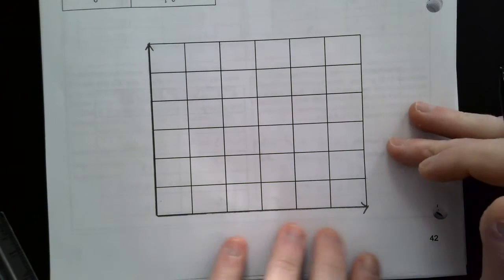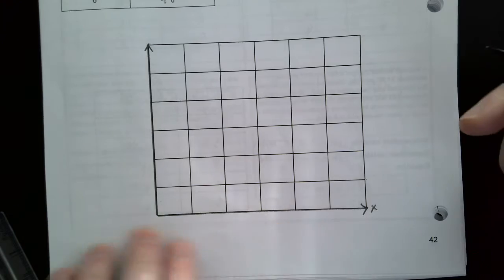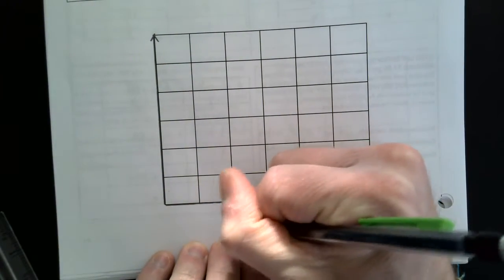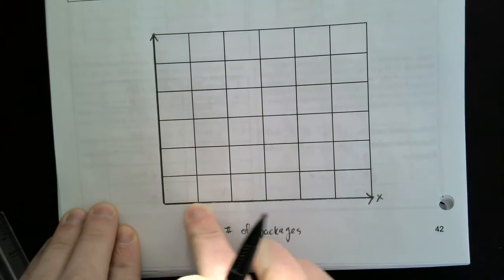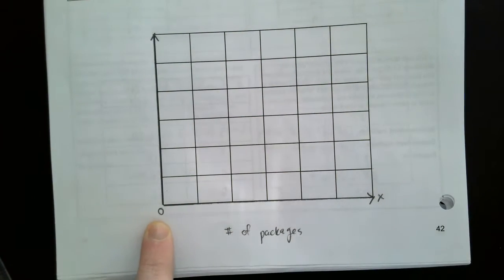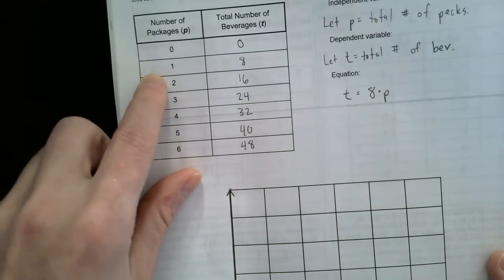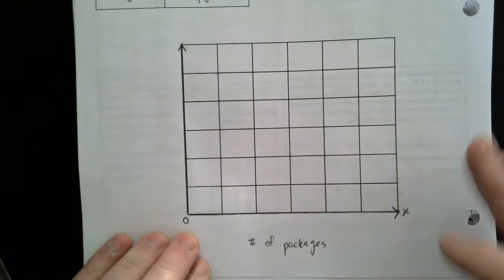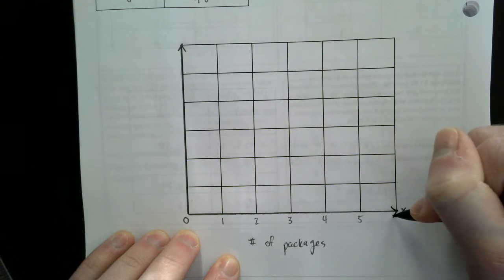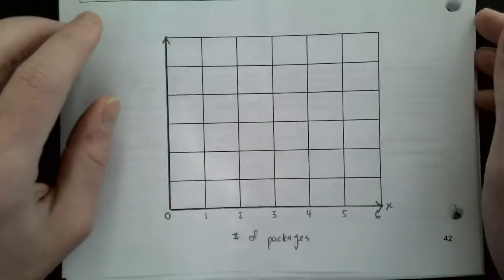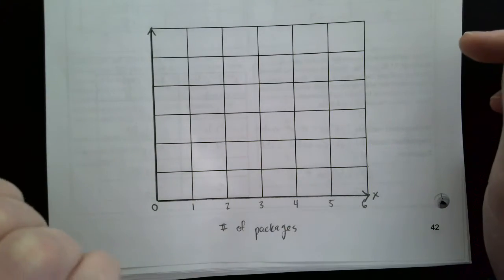All right. This is called the x-axis. That's for the input. The input always goes on the bottom. The input for this particular graph is going to be number of packages. So we're going to label this number of packages. Now, what numbers would go along here? We're always going to start with 0 here, always. Now, the number of packages is just going up by 1. 1, 2, 3, 4, 5, 6. So we'll just count up by 1 on the graph. Okay, so then that's our x-axis.